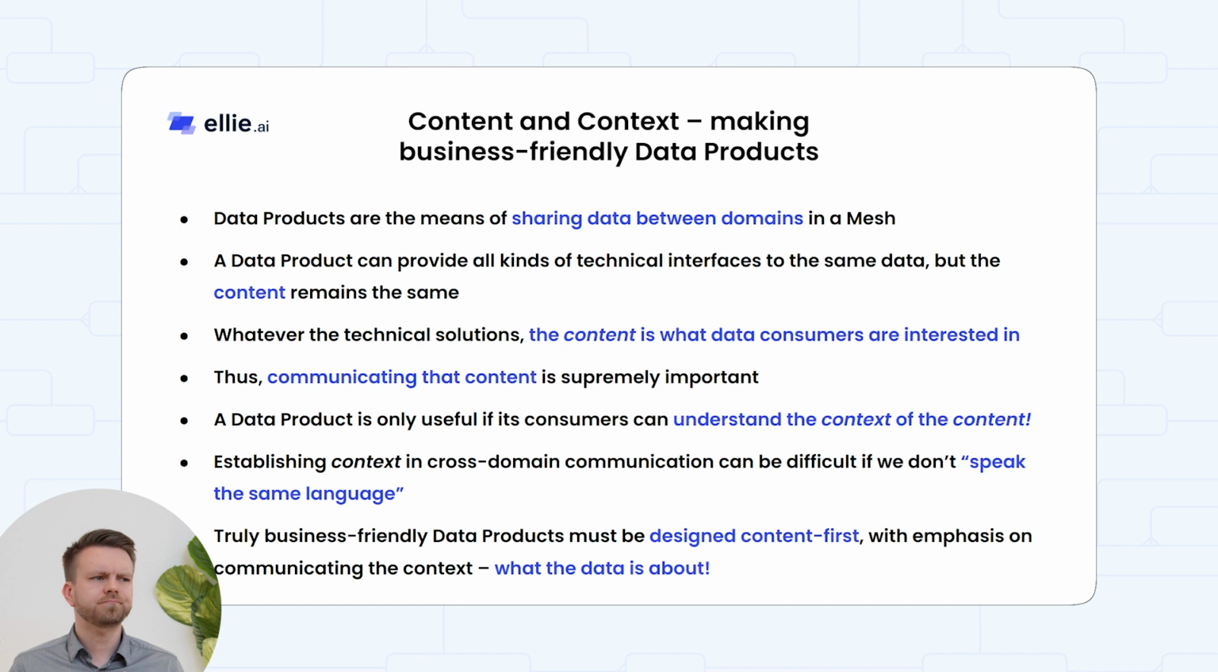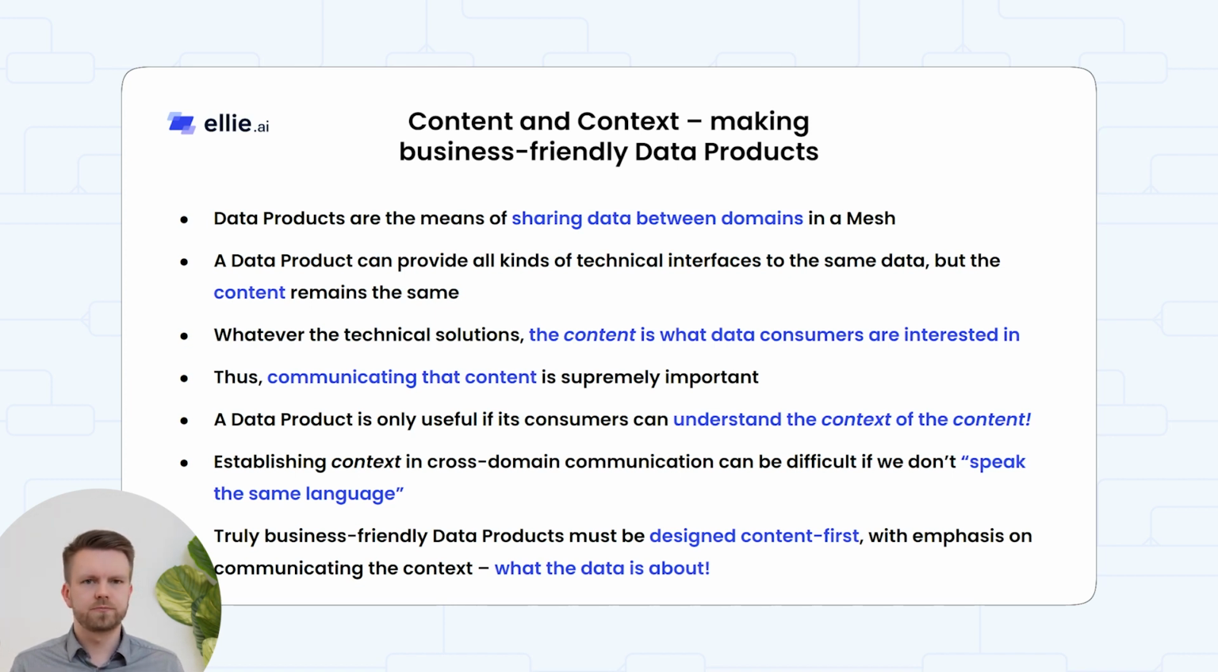So in effect, it all comes down to content and context. We want to make data products that are served out of the domain, that are business friendly, that are easy to utilize to people outside our own domain. It means that we need to be able to share between different domains. We can provide all sorts of technical interfaces, that's perfectly fine, but the content in a data product is the same always, regardless of the kind of technical interface that you take to approach that data. The content is what the data consumers really care about.